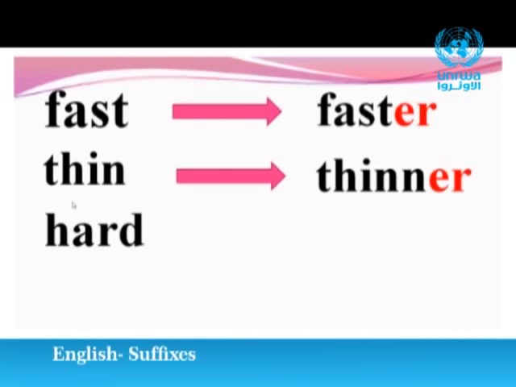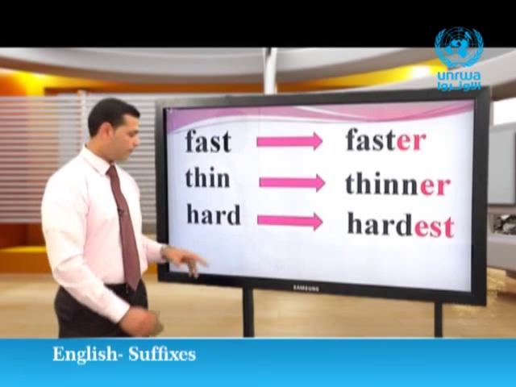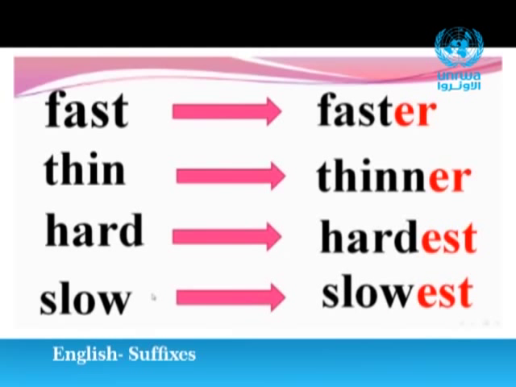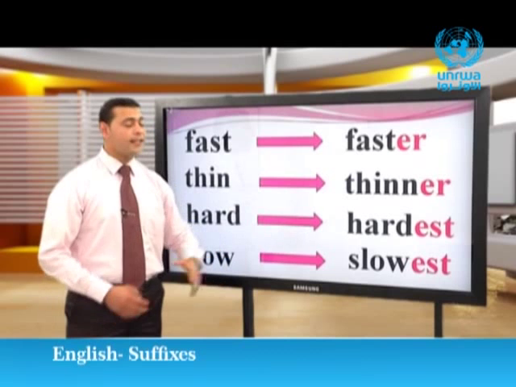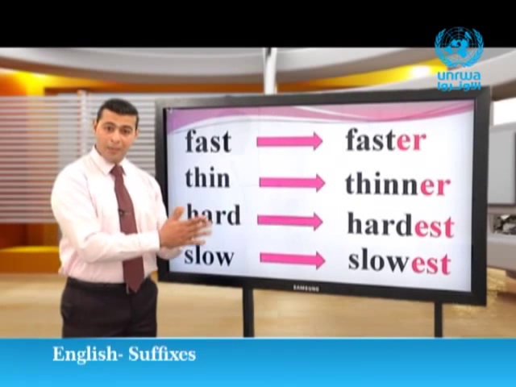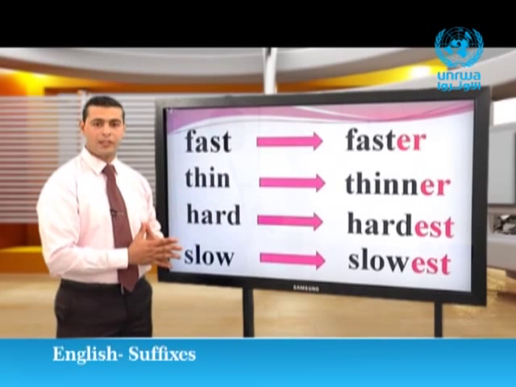Alright, let's look here. Here we have the adjective hard, hardest. And slow, slowest. As you see dear all, here we have added the suffixes er and est to these adjectives, either to change the meaning of the adjective or to have new adjectives out of these ones.